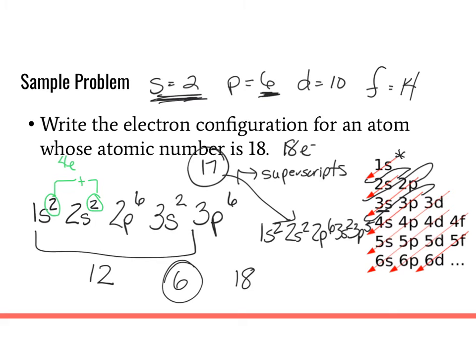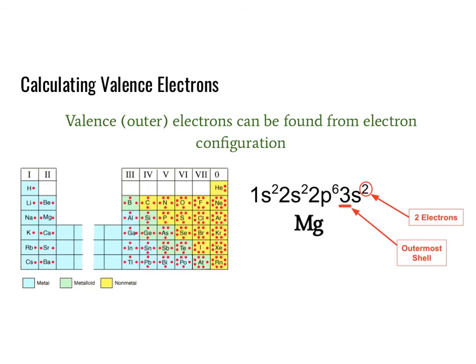You don't have to fill in every single orbital. Another cool thing about this is we can figure out the number of valence electrons, or remember, outermost electrons. And these are involved in bonding.